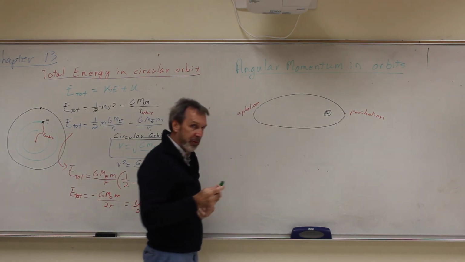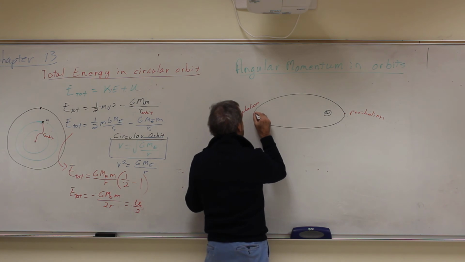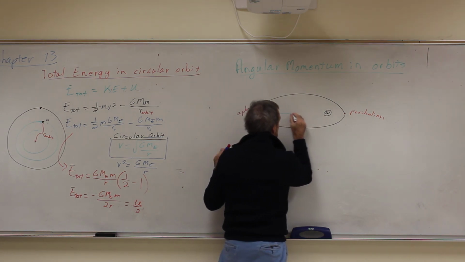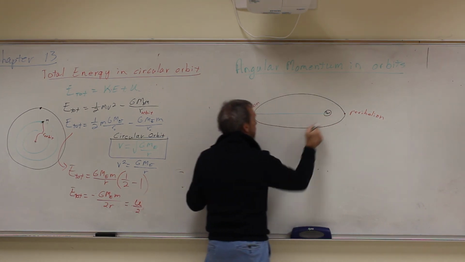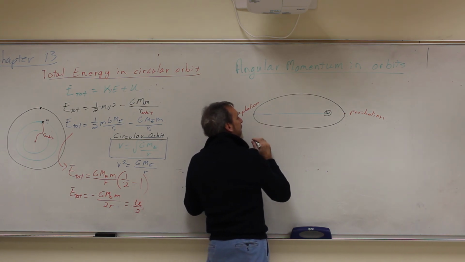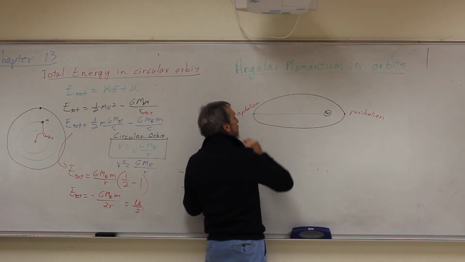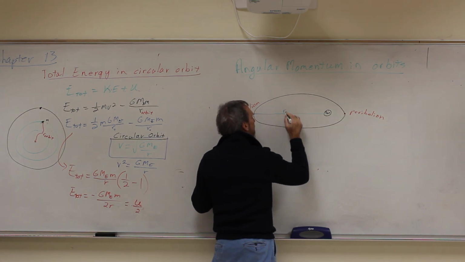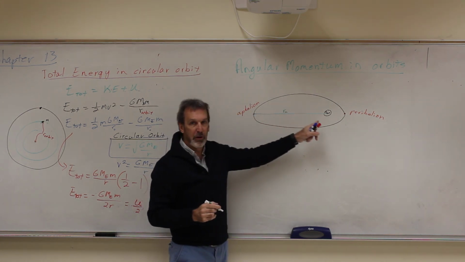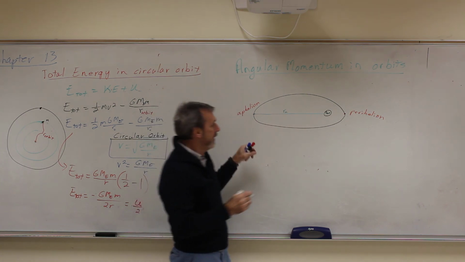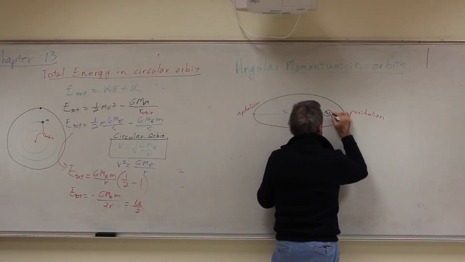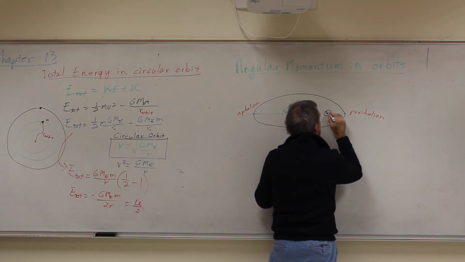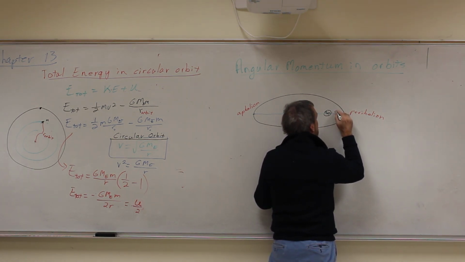Now, a few more things. We have this distance from the sun. We draw from the center of the sun to the planet or comet or whatever. We call this the radius of aphelion, or RA. That's how far it is away from the sun when it's furthest away. And over here, this distance from here to here is the radius of perihelion.